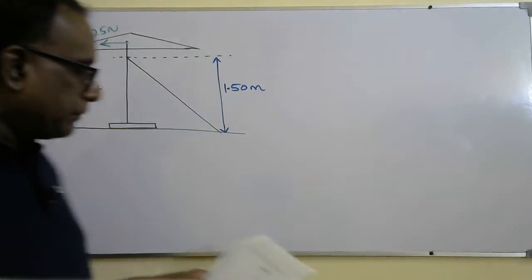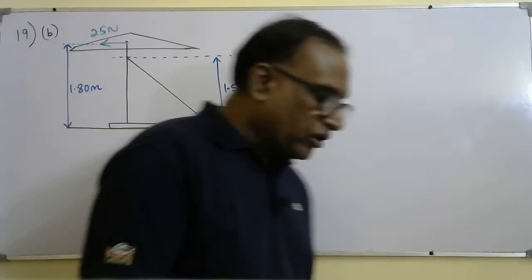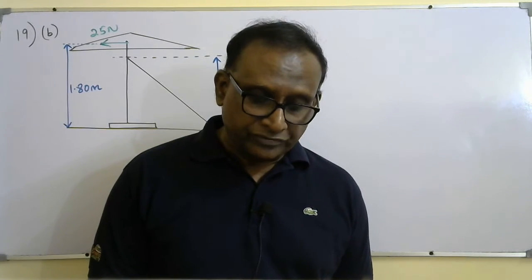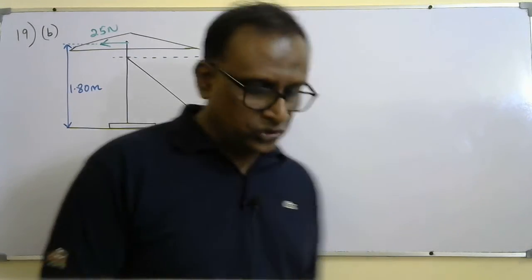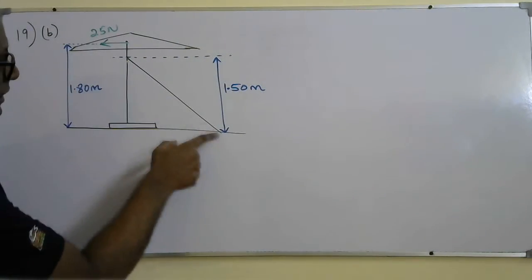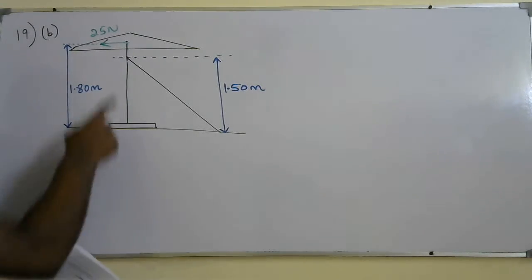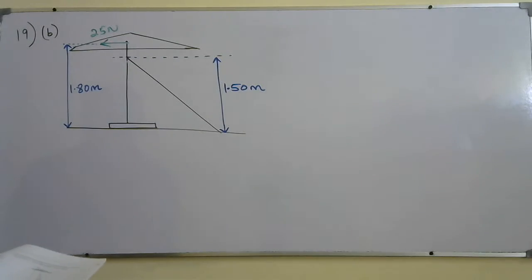Okay, so this is question number 19, part B. To prevent the parasol from toppling, a rope is attached to the parasol at 1.5 meter from the ground as shown. So this is the supporting rope, connected at a height of 1.50 meter from the ground.